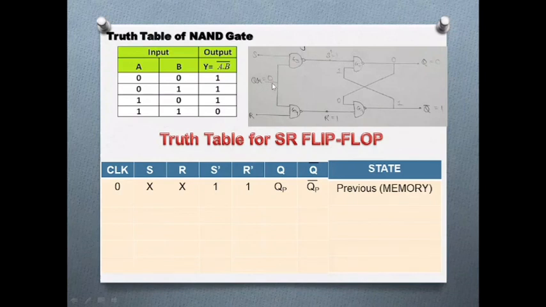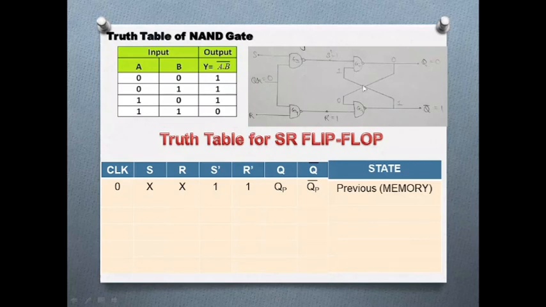So when clock is equal to 0, we know that if any of the inputs of a NAND gate is 0, we get the output as 1. So we get S dash is equal to 1 and R dash is equal to 1. Now to understand this, let us consider that Q is equal to 0 and Q bar is equal to 1.